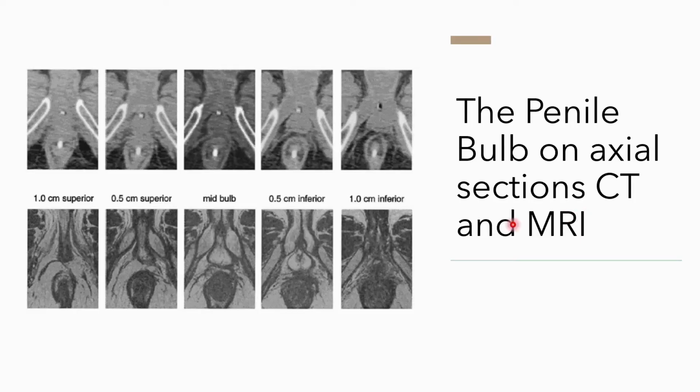Now again, these are corresponding CT and MRI sections of the penile bulb. As you can see, this is the mid bulb region, and then if you go up, you will be able to see where the penile bulb ends, and corresponding cuts on the CT scan. So at about this level, the penile bulb is over. So you generally go about a centimeter above this to identify the prostatic apex.